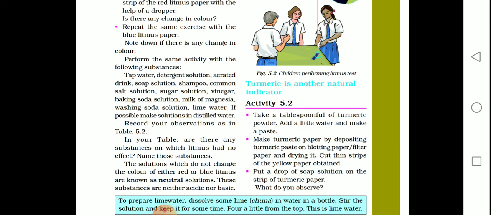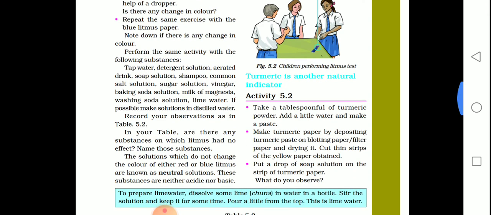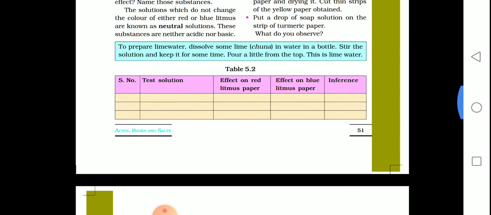Turmeric is another natural indicator. You have seen turmeric used for cooking food. Take a tablespoon of turmeric powder, add a little water, and make it into a paste. Make turmeric paper by depositing the turmeric paste on blotting paper or filter paper, and drying it. Cut thin strips of the yellow paper. Put a drop of soap solution on the strip of turmeric paper. What do you observe?